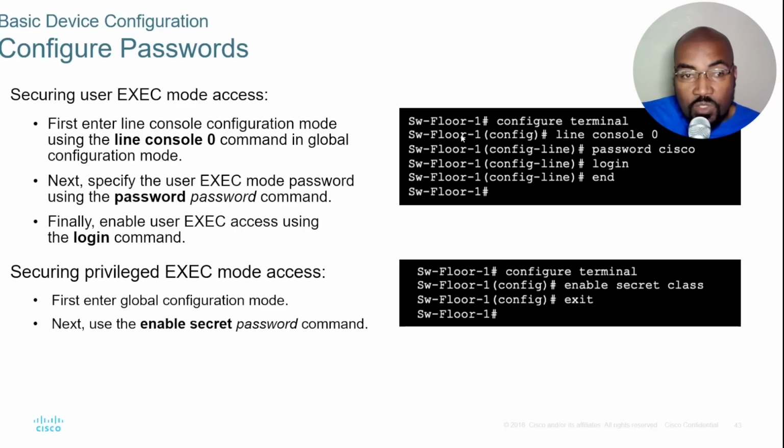So essentially, the syntax: on switch number 1, we're going to configure terminal. We're going to go line console 0. We're going to give it a password, Cisco. And then we're going to set it to login. And then we're going to end it. So let's actually check that out here.